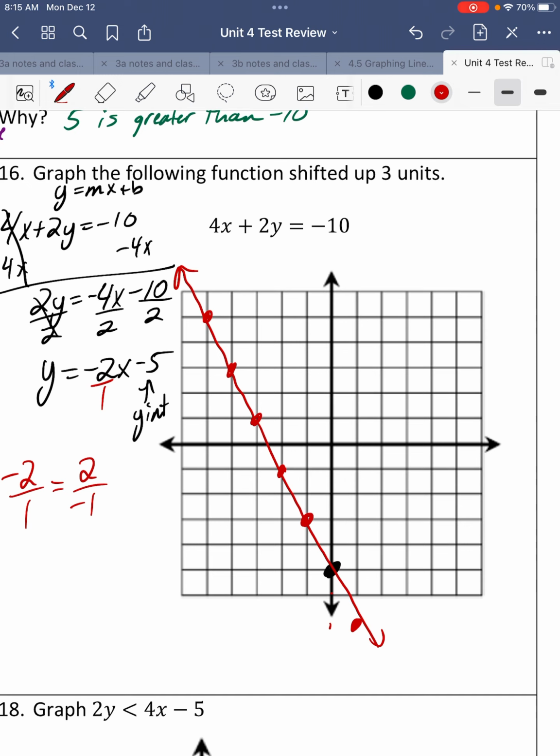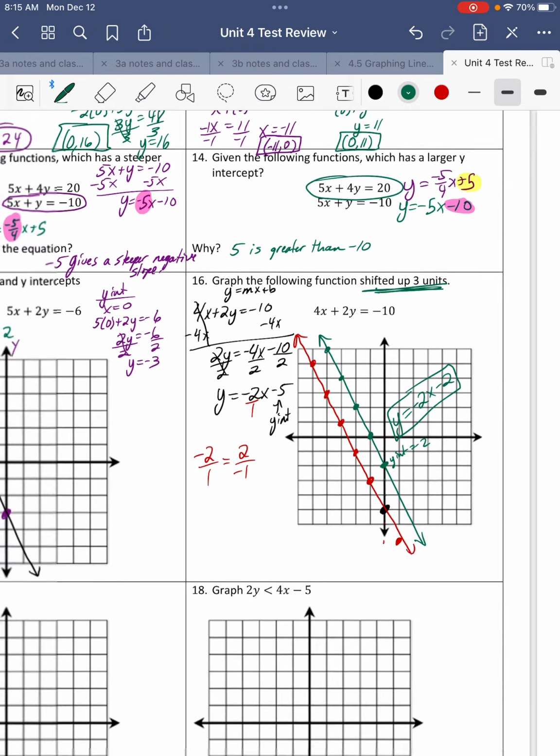Oh, and I've got to shift it up 3 units. Let's actually do what it asks. The problem asks to shift up 3 units, so I've got to shift every point up 3. All right, that's the only ones that I can do. There we go. Now if you were to find the equation for this, it'd be y equals, the slope stayed the same, and the y-intercept changed to negative 2. So that would be the equation for that graph.